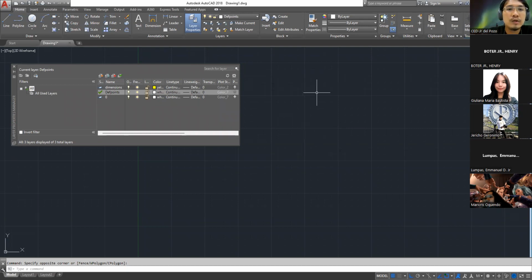So, meron tayong ginagamit na layer. And under the default settings ng layer, meron tayong depth points, meron tayong 0. Itong dimension din nagdag ko lang to kanina. Now, if we want to add layers, like, sino na ba sa inyo ang familiar sa isang floor plan? Meron ba familiar sa inyo sa floor plan? Kung nakakita na kayo ng floor plan, ano ang usually nakikita nyong item sa isang floor plan?